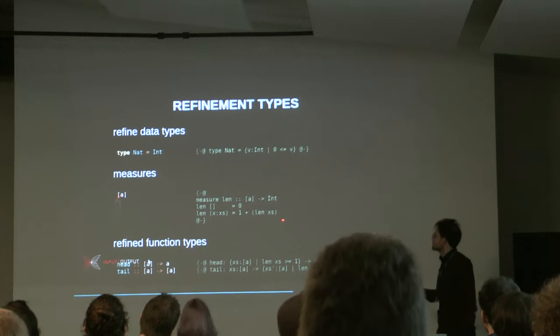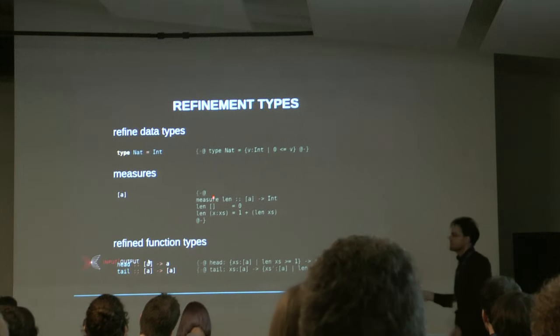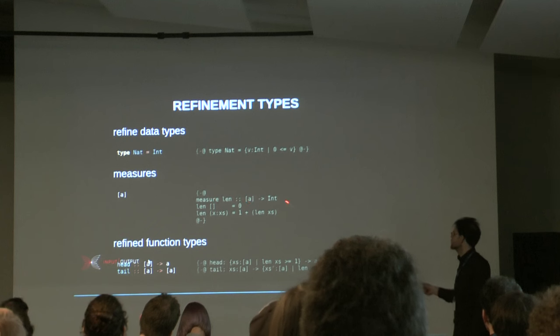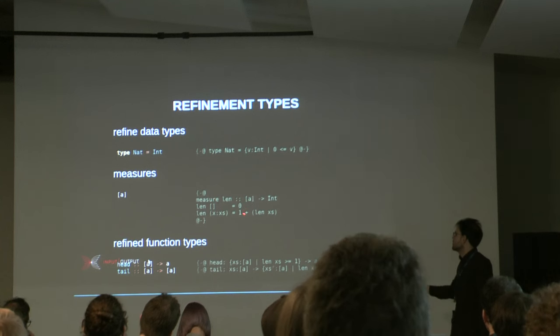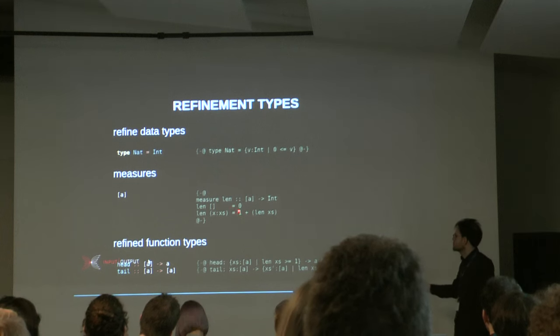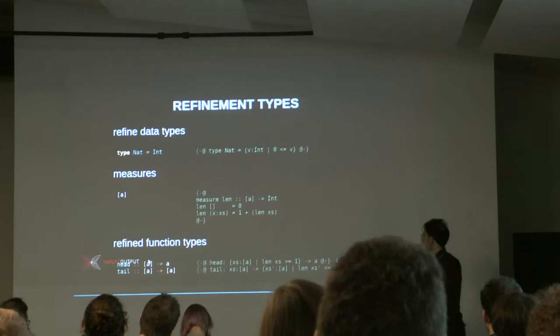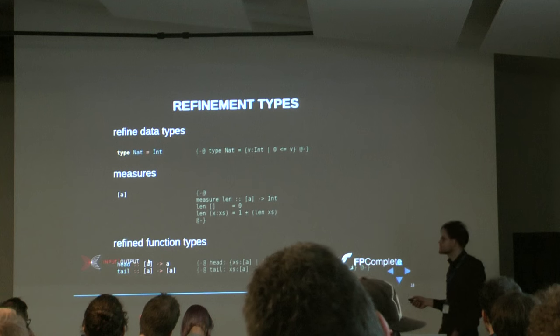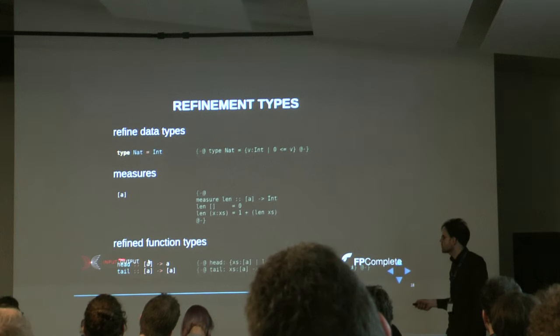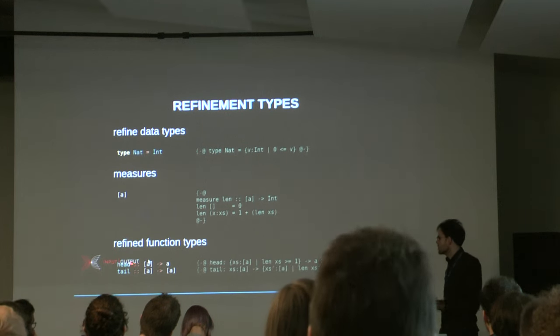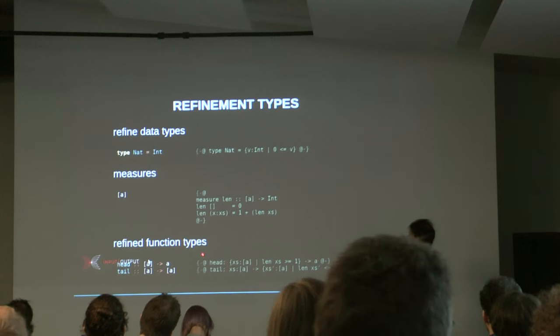You can also define measures on your data type, such as the length for a list, and then you can use that at the type level, in the refinement level. So for instance, the measure length for a list is defined as 0 for the empty list, or 1 plus the length of the list with the head removed otherwise. So with this you can access the length of the list in these refinements. And that's quite useful. For instance, if you want to have the head function which gives you the first element of a list, you don't want to call this on an empty list, because that will give you an exception.